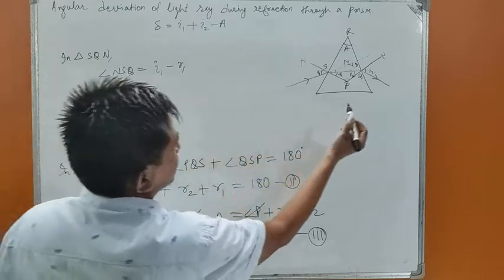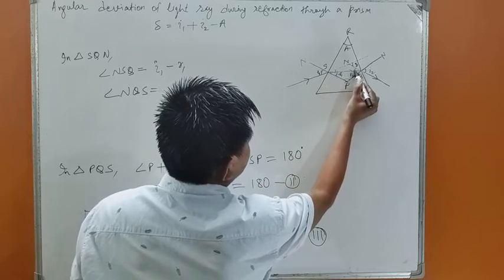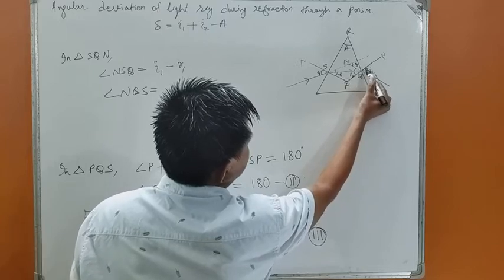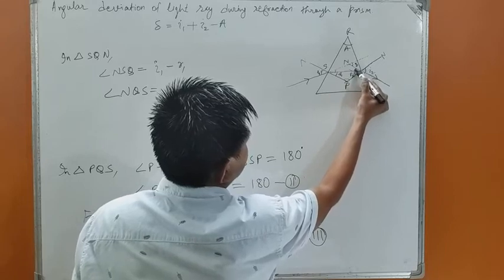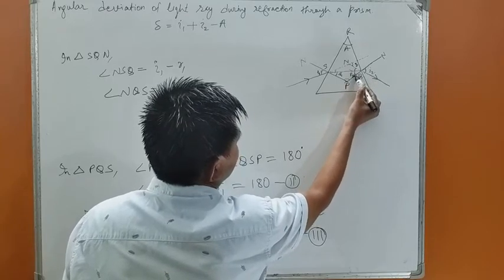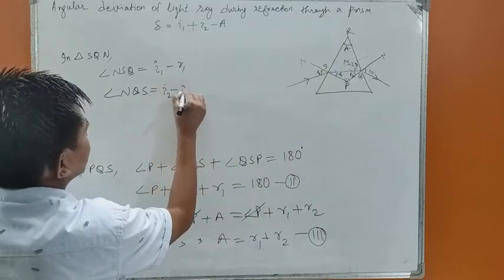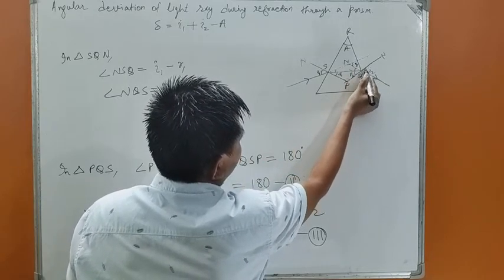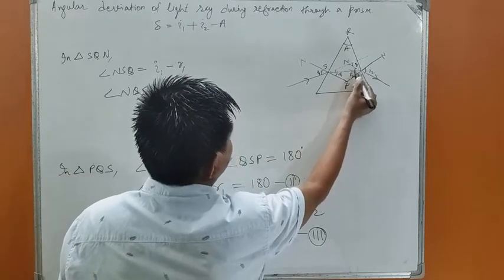and angle NQS equals this angle, isn't it? This whole angle is I2. So I2 minus R2 gives us this smaller angle. Total angle I2 equals this whole angle, isn't it? So I2 minus this R2 equals the upper angle. Are you getting me? This I2 is the total angle. So I2 minus R2 gives the upper angle.